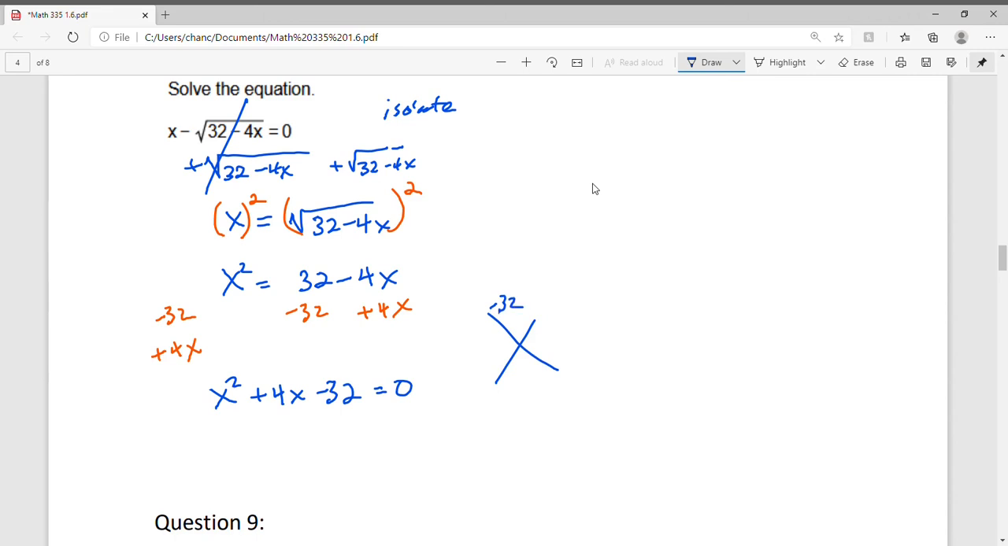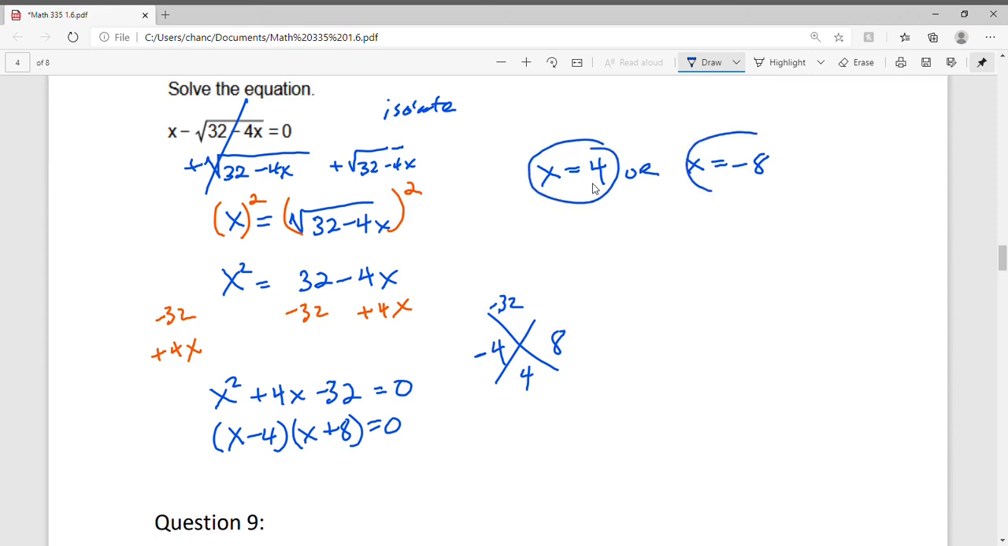Have negative 32 on top, 4 on the bottom. We know the two numbers are going to be 4 and 8. This has to be a negative 4. It factors as x minus 4 times x plus 8 equals 0. And so we have two possibilities. x could be equal to 4 or x could be equal to negative 8. But you're going to have to check that these solutions do work by plugging them in to the original equation.